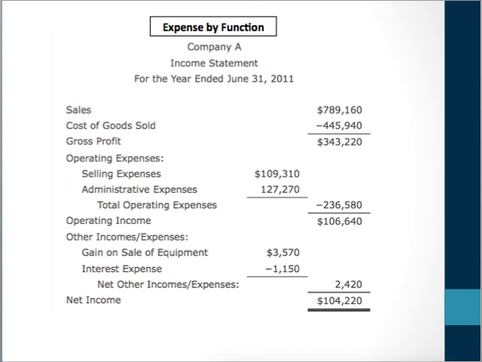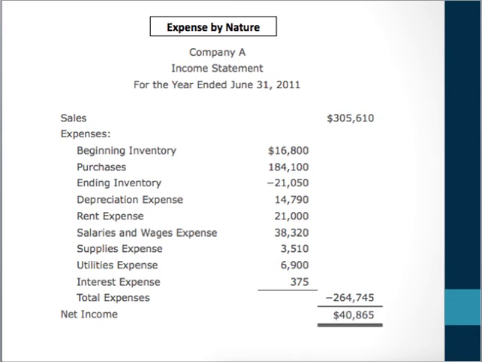So here is an example of a for-profit income statement where the expenses are shown by function. This means the expenses are shown as their functions, such as operating expenses, selling expenses, and administrative expenses. The other method is recording the expenses by nature. And this statement gives an example of that using the nature of the expenses. Some examples are the differences between beginning and ending inventory, rent expense, supplies expense, and so on.